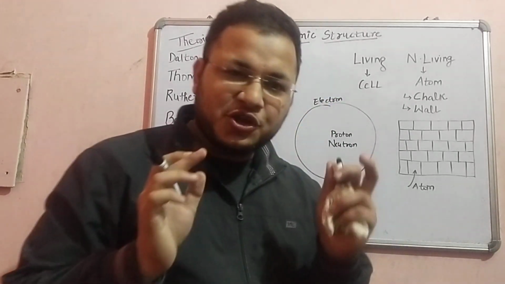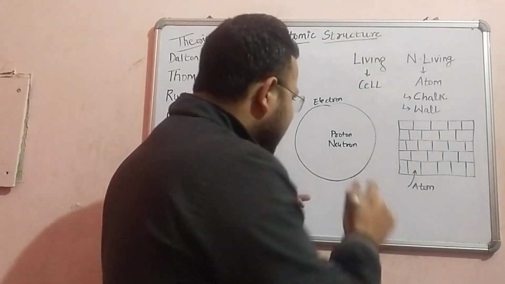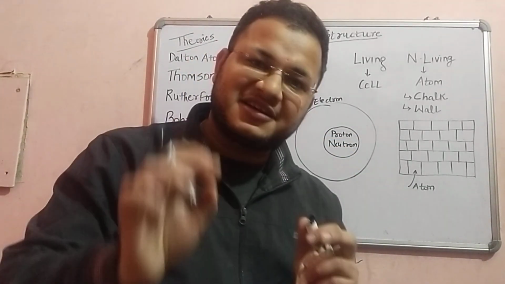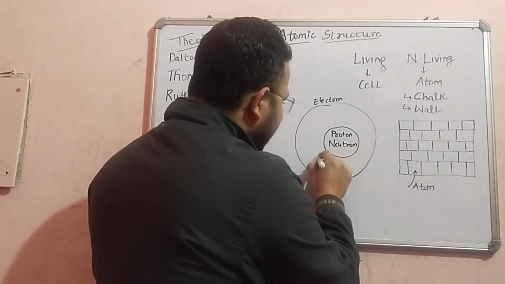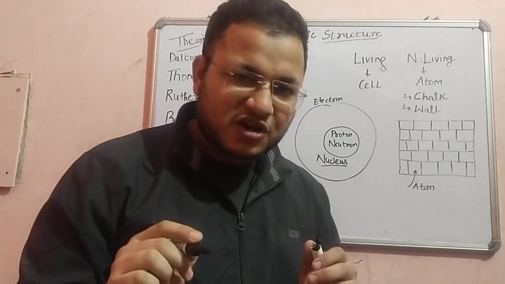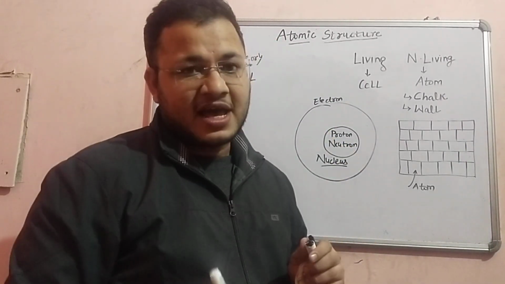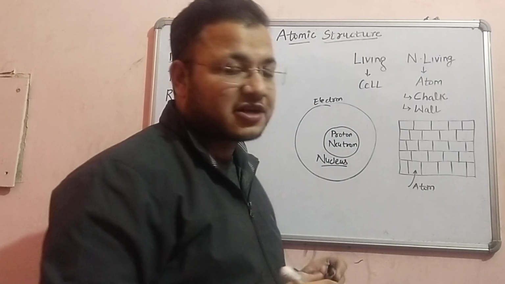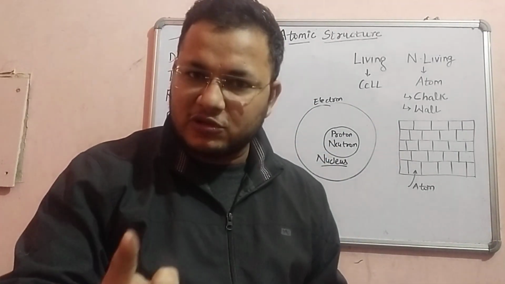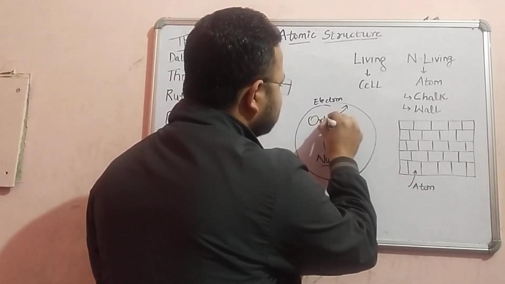The proton and neutron lie together inside the atom in the center, and that part is known as the nucleus. The nucleus is the centermost part of the atom which contains both the proton and the neutron. And the third part is the electron. The electron revolves around the nucleus in a circular path, and this circular path is known as an orbit.